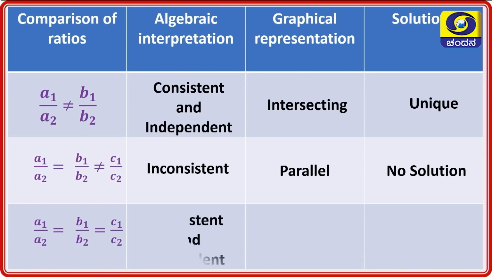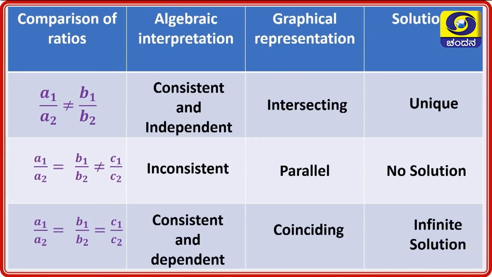If a1/a2 is equal to b1/b2 is equal to c1/c2, then the algebraic interpretation is that they are consistent and dependent on each other. The graphical representation shows those two lines coincide with each other and they have infinite solutions.